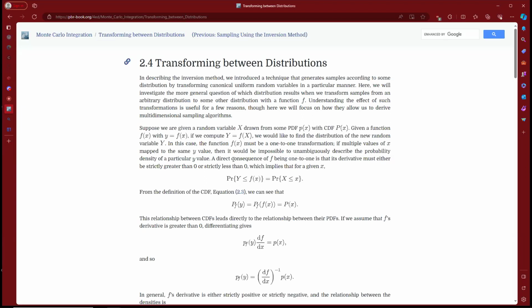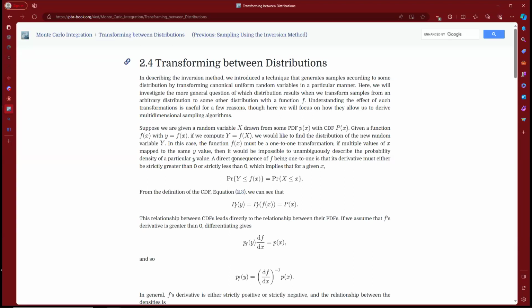Suppose we're given a random variable x drawn from some PDF p of x with the CDF big P of x. Given a function f of x with y equals f of x, we can compute big Y equals f of big X. It's the individual sample, I guess. We'd like to find the distribution of the new random variable y, based on some remapping. In this case, the function f of x must be a one-to-one transformation.